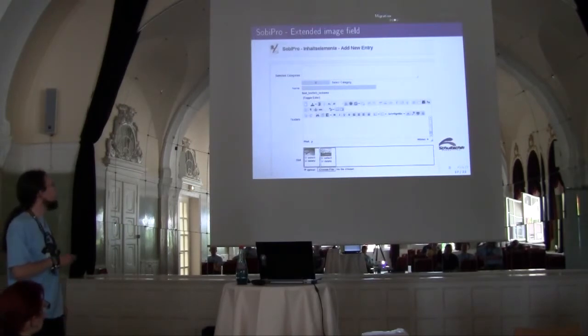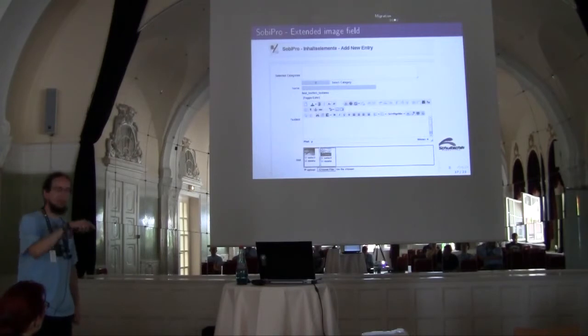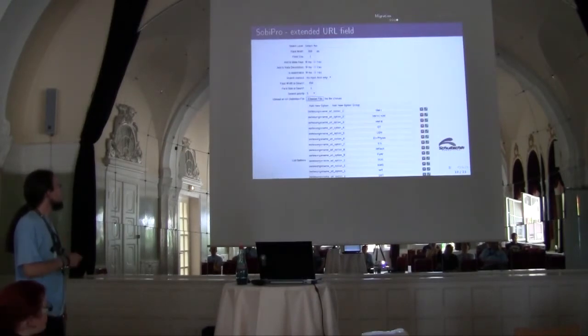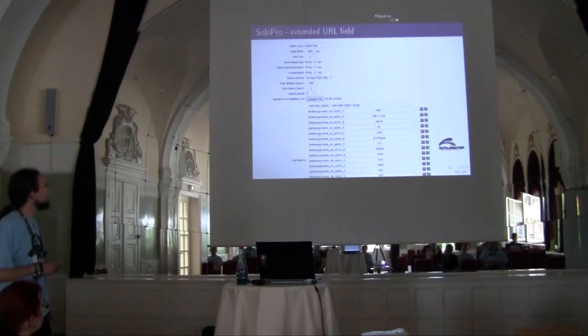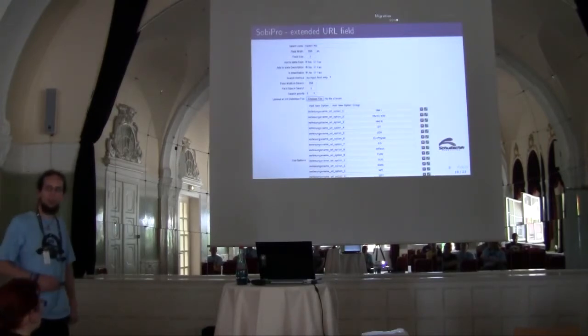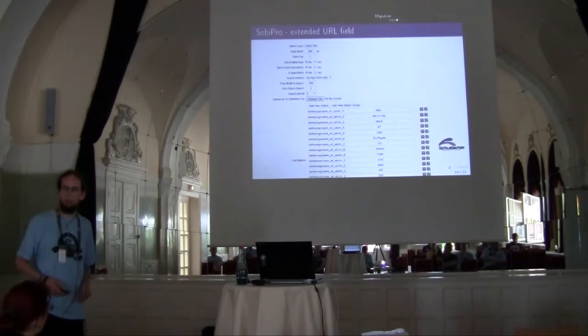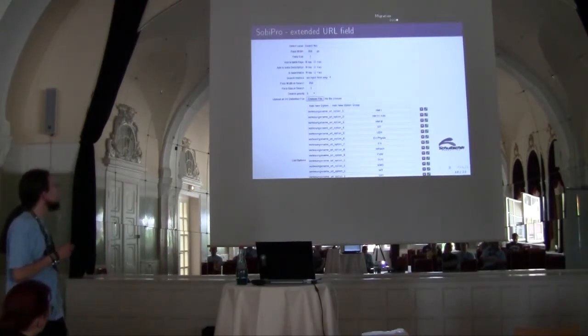Here we have the extended image field. You see down here the normal upload field of the image field. And then we added a small gallery where you will see all images uploaded in the specific folder you set. Here's the configuration of the URL field. We have the normal drop-down list configuration, so you can add the topics you want to display inside the URL field. So you can predefine the names of the URLs you want to display in a specific category. So that was the stuff for SOBI Pro.